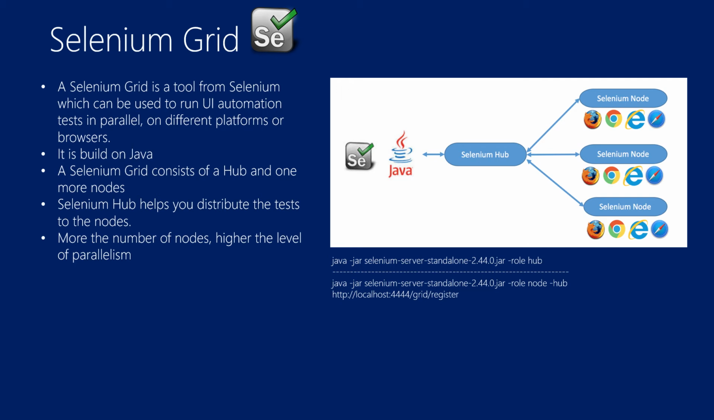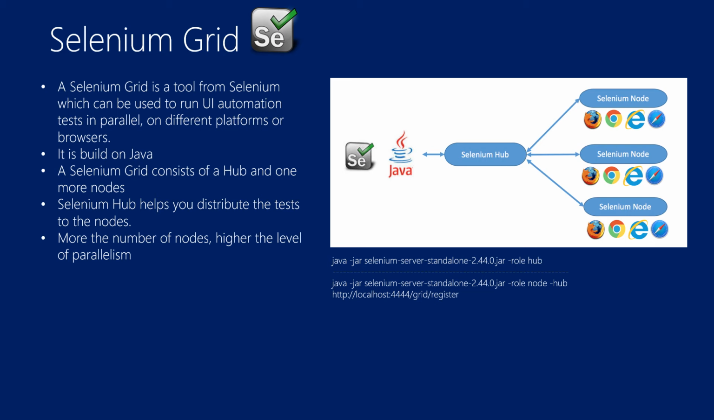It is built using Java. The Selenium Grid architecture consists of a hub and one or more nodes. When you create a Selenium Grid, you give the test suite to the Selenium Grid, and it takes care of distributing this job to the nodes, and in turn returns the result to you. The higher the number of nodes, the higher the parallelism you would achieve.